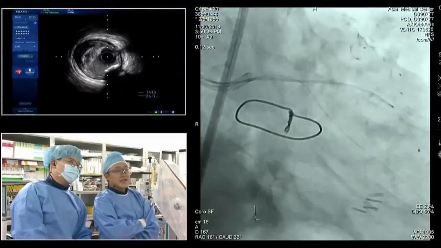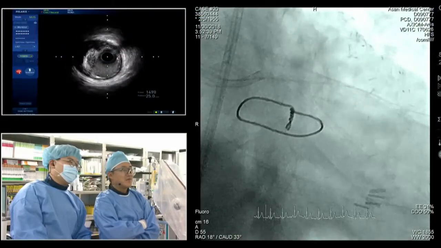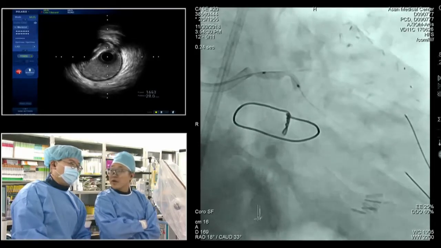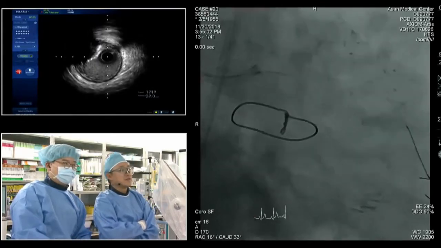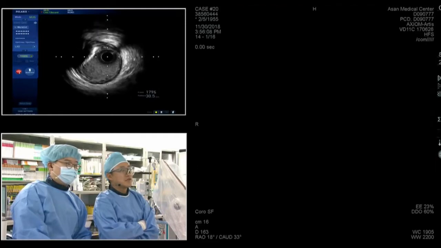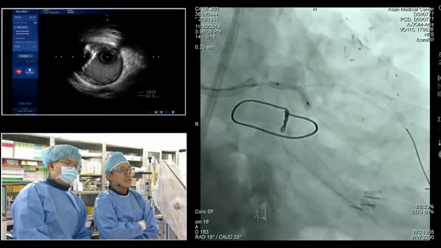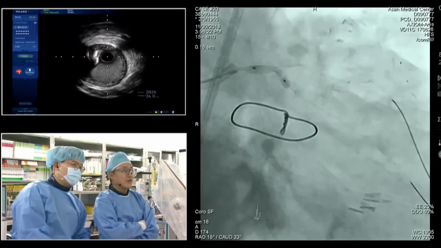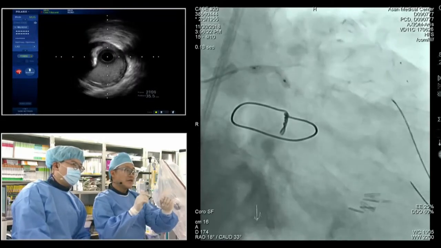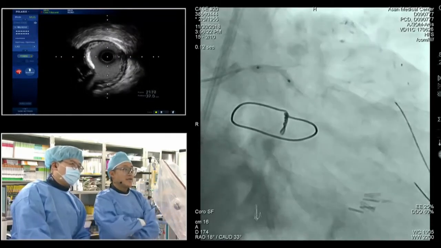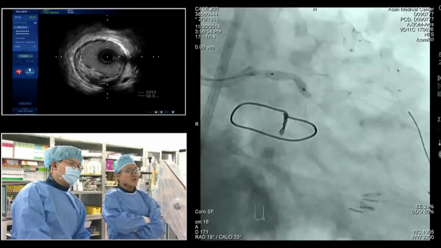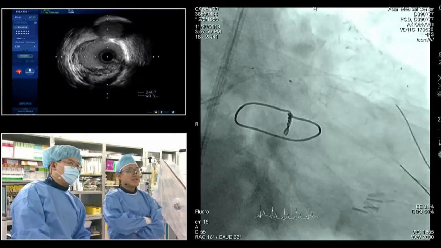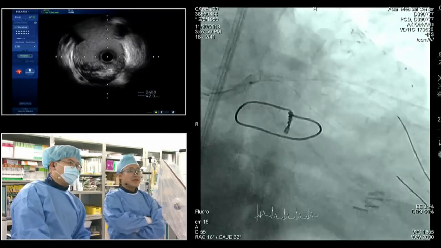So then next we tried predilation. This is a 2.5 non-compliant balloon. Next, it doesn't dilate well. Next. This is a 2.5 non-compliant balloon, but the stenotic area doesn't expand well. And next, yeah, right. So if it doesn't work, we finally decided on the rotablator. Why don't you use cutting balloons? Yes, cutting balloon.